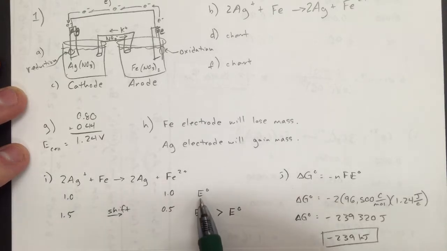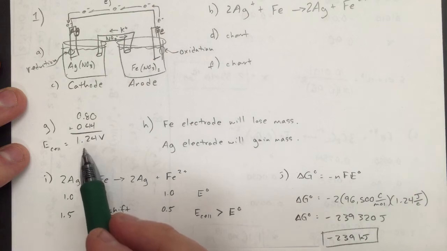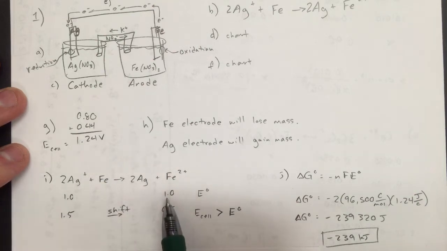Well, the standard potential, which we found, the 1.24 volts, would be if they're both at standard state, which means they're at 1 molar each. Well, if we reduce this and we increase this over here, it's going to shift the reaction toward the products, which means that the cell is going to go faster, which means that it's going to have a higher potential than the standard potential. So E for the cell would go higher, so it's greater than E standard.